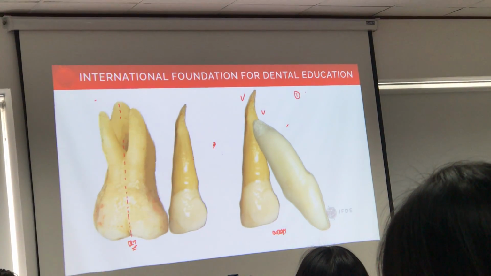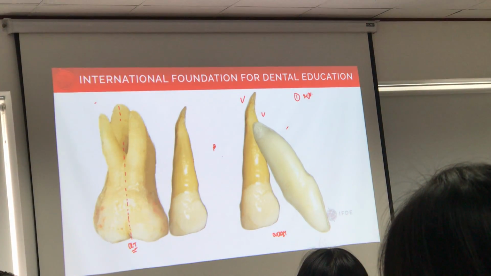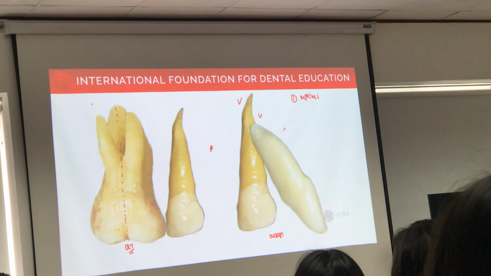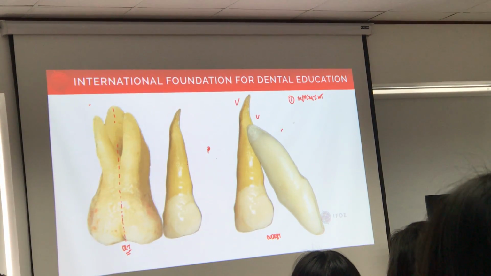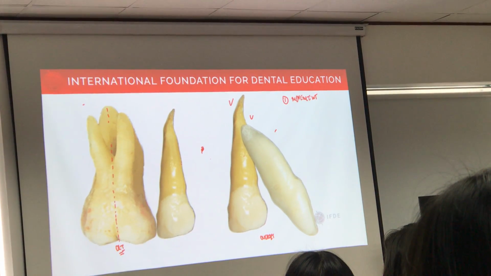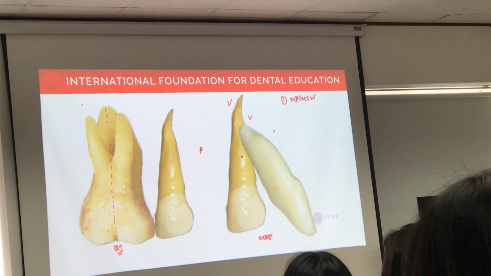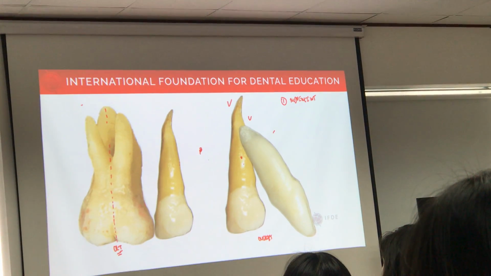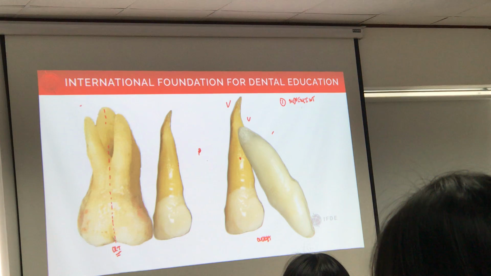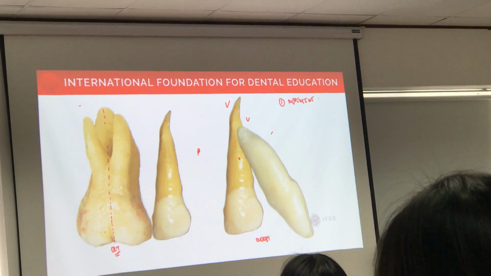For the canine, what movement for the canine? Translation. So for the canine, the first thing you want is translation, right? Yes. Okay. So the first thing is that we need translation, the movement of tooth number 3.